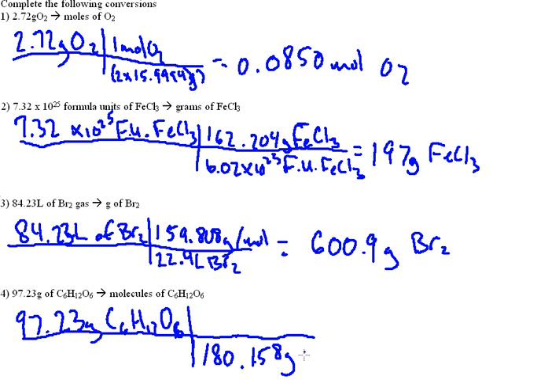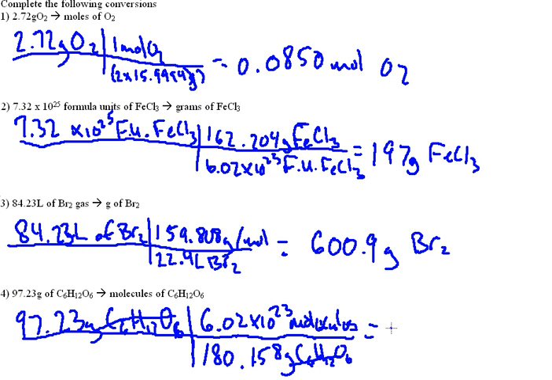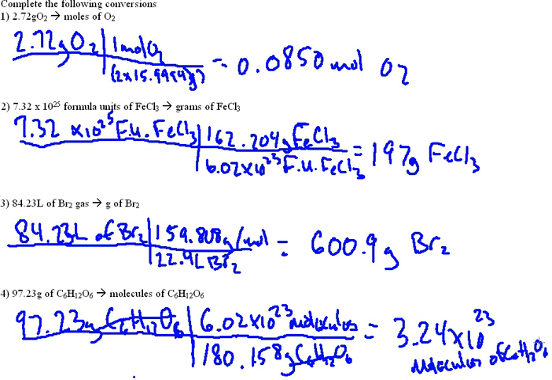This will give us 180.158 grams of C6H12O6 in 1 mole of C6H12O6. But how many particles are in a mole? Oh, that's right, 6.02 times 10 to the 23rd, in this case molecules. So our grams of C6H12O6 are going to cancel out, leaving us with just molecules. And if we do the math here, we should end up with 3.24 times 10 to the 23rd molecules of C6H12O6. Alrighty, that concludes it for part 2.